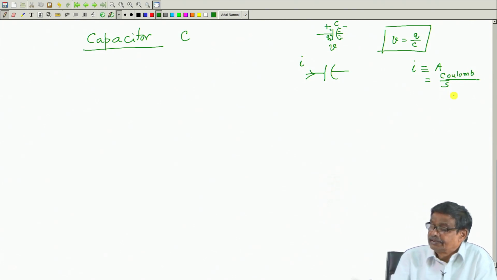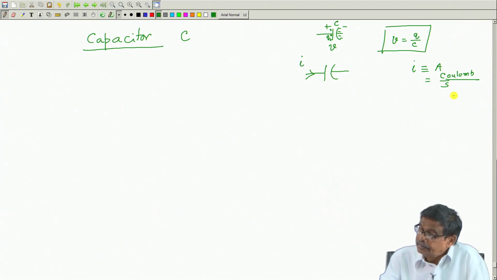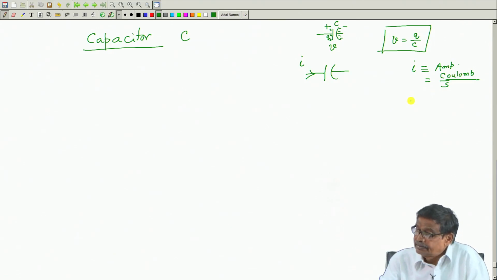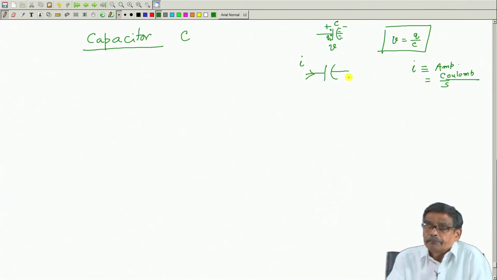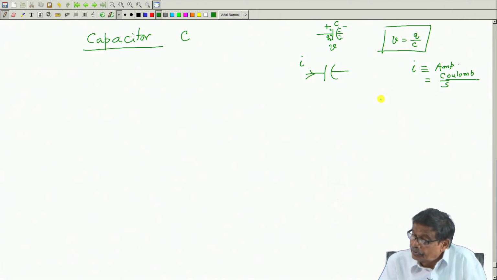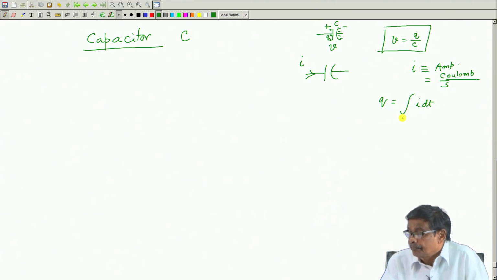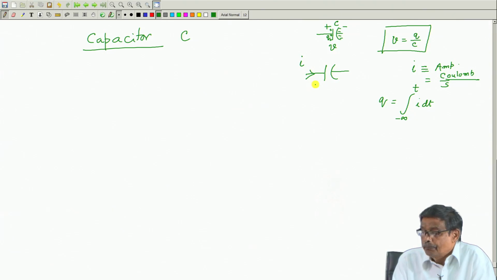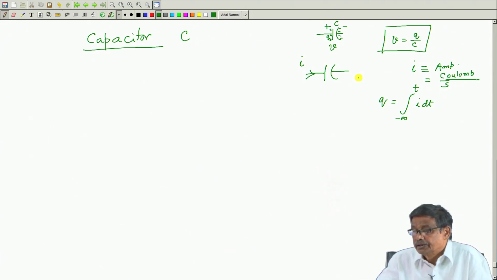Coulomb per second is the current. Therefore, this is ampere, as we know. Therefore, to establish some coulomb on the plates, I must pass some current over some time, I t. So Q is nothing but the present charge on the plate of the capacitor will be how much current you have put on the capacitor from minus infinity to t.